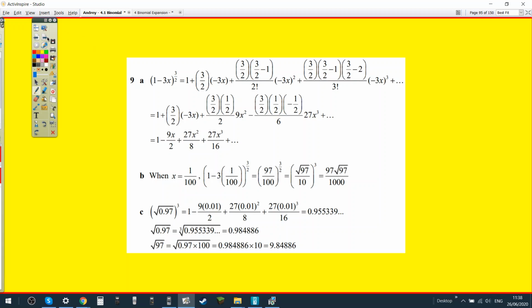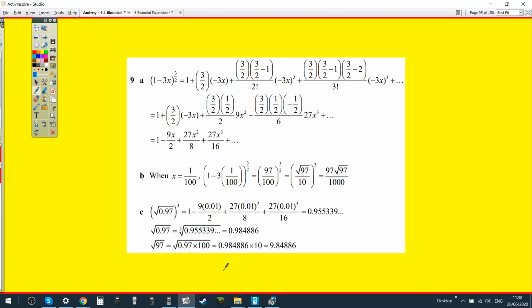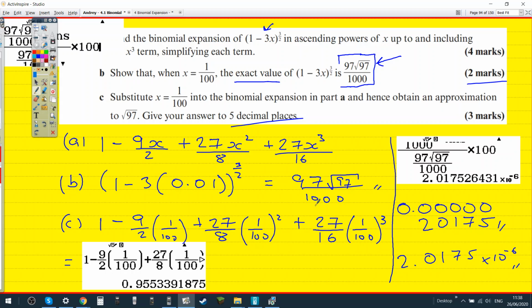So that was not the end of part C. That was just that part. Oh, maybe I cut off the answer for part C. We subbed in that value. What am I looking at here? Sorry, I cut off the end of the answer, but that's the percentage error anyway.